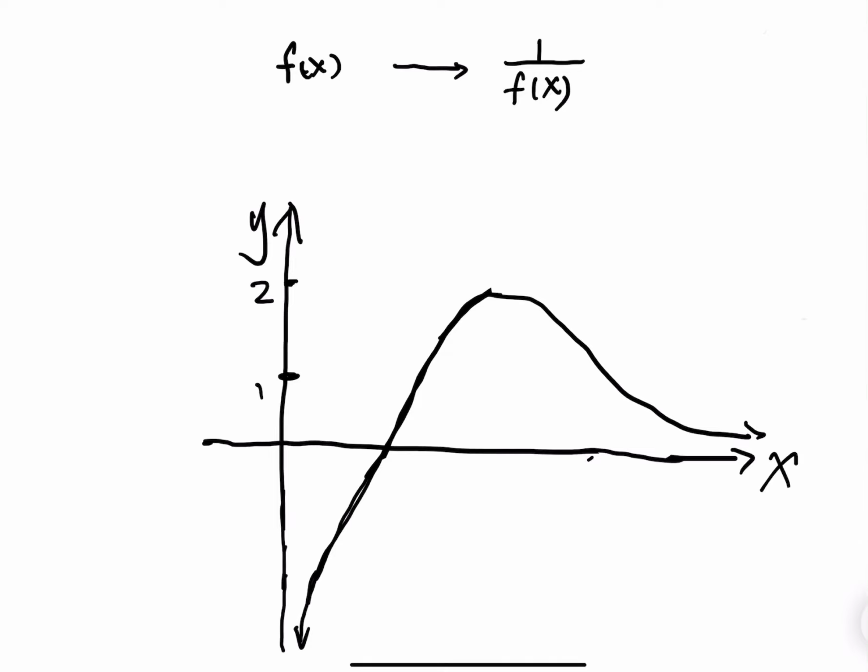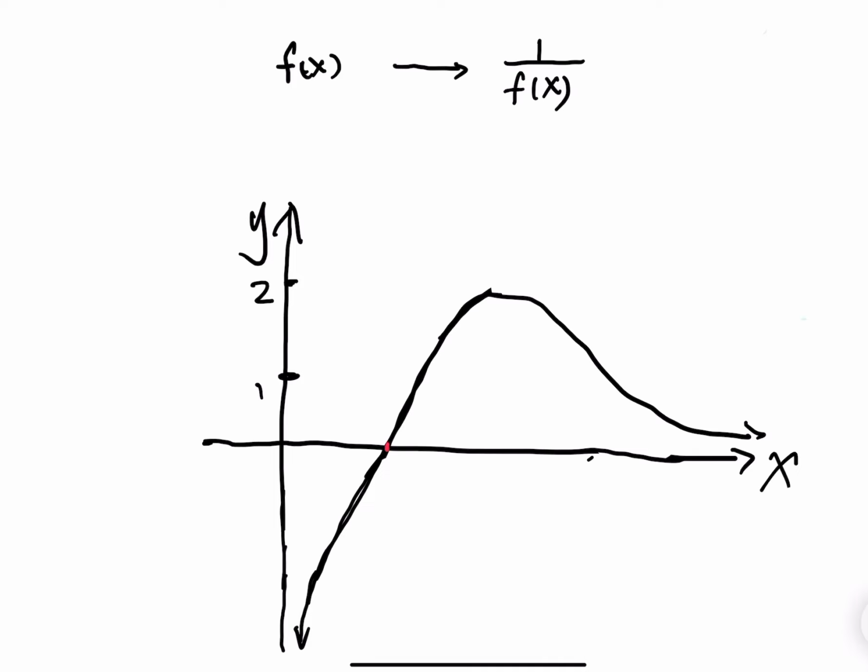Hello everyone, I'm going to show you how to sketch the reciprocal functions. Given f(x), sketching 1 over f(x). There are some rules you need to follow and it will be very easy. Let's start. First rule: if you see any x-intercepts, you turn them into vertical asymptotes.